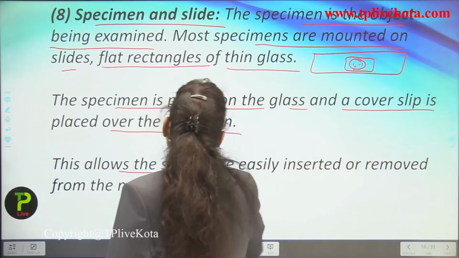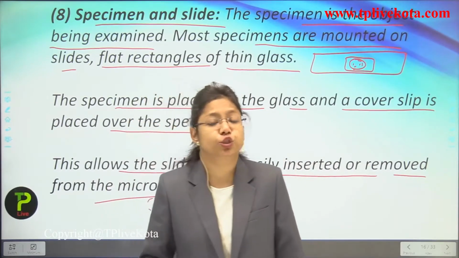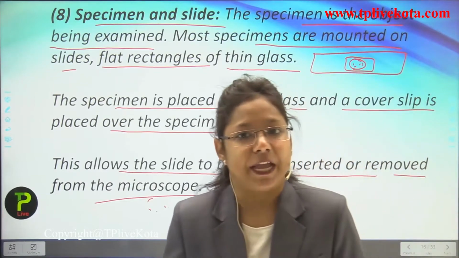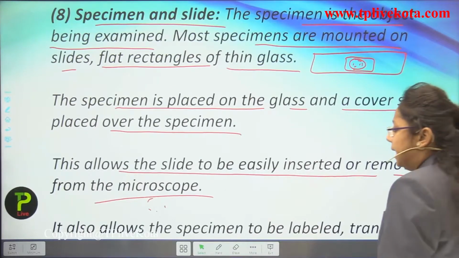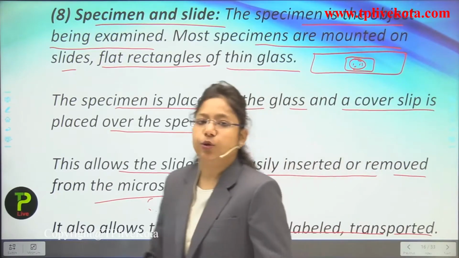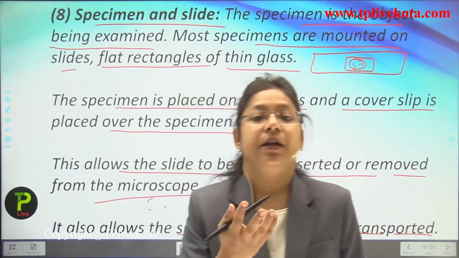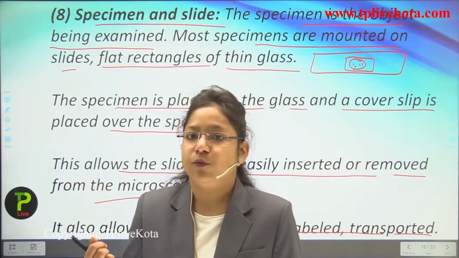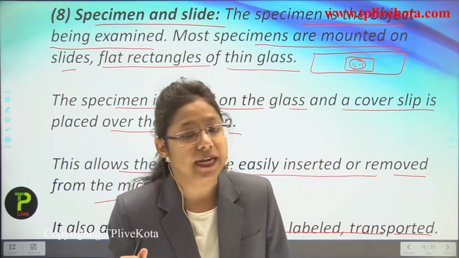This allows the slide to be easily inserted or removed from the microscope. Okay students, now you are understanding each and every part of a microscope is very important. It allows the specimen to be labeled and transported. So first, if you are examining any kind of cell, like the meristematic tissue or meristematic cell of a plant, you will examine it, then you will label all the parts of that cell.